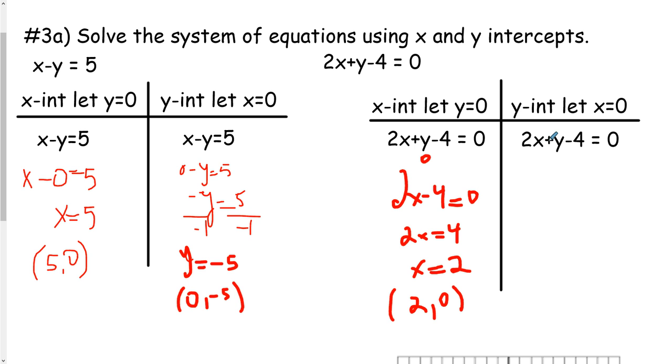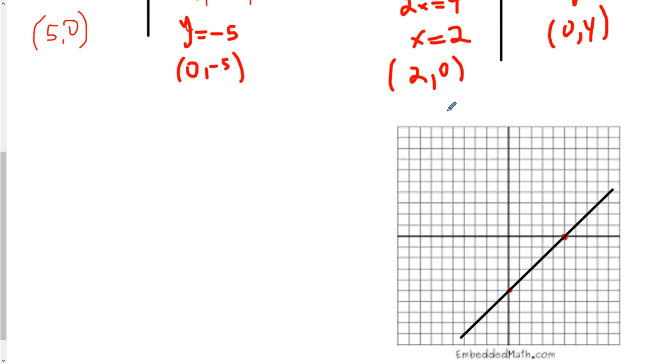We'll do the same thing for the other equation, now changing the x to 0. That's 2 times 0, so that's gone, and you're left with y minus 4 equals 0. Bring the 4 to the other side, change the sign, and you end up with y equals 4. So that point will be 0, comma 4. Now I'm going to plot those 2 points. 2, 0 is here, and 0, 4 is 1, 2, 3, 4 up here. And I'm going to grab my line.